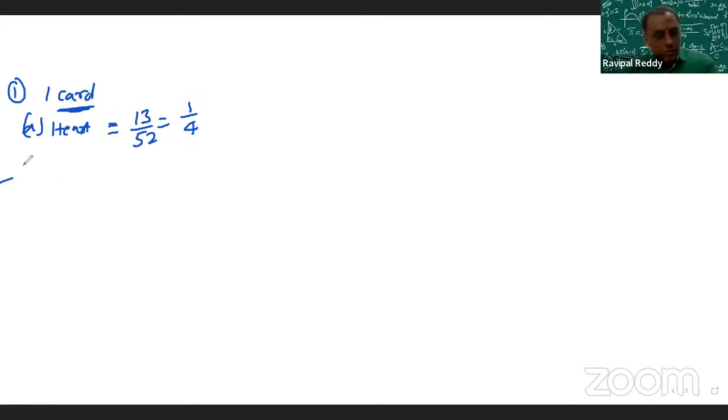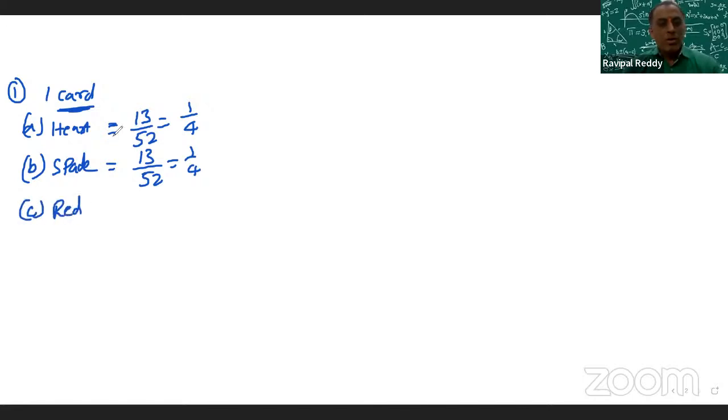Question B. The card is a spade card. We take one card, the card is a spade card. Then what is your probability, my dear friends? Please tell me. Spades are also the same in a pack. Total 13 spades are there. 13 by 52 is equal to 1 by 4.